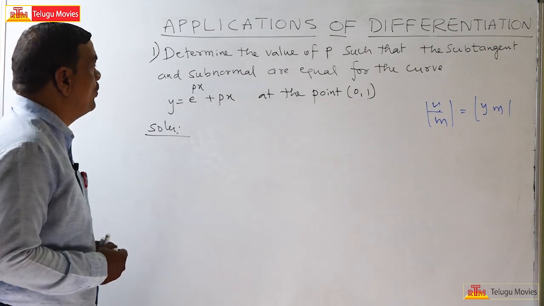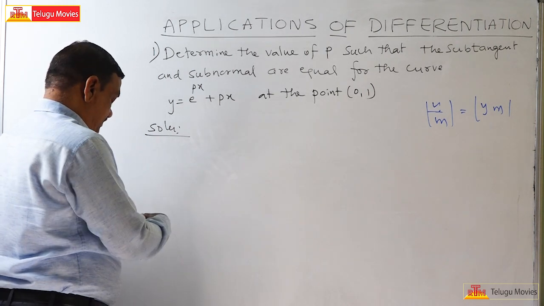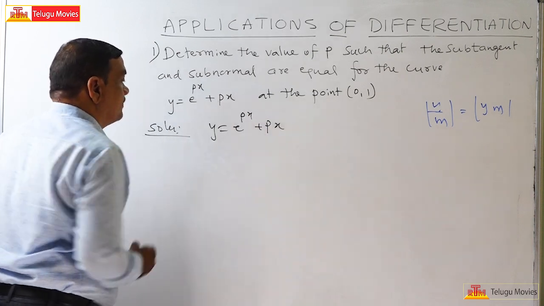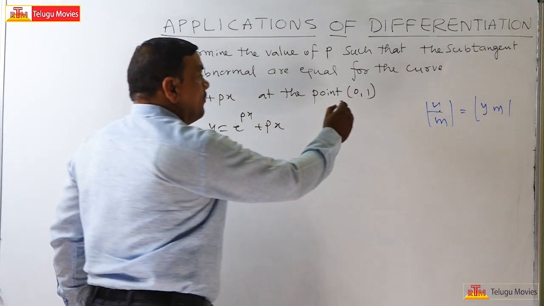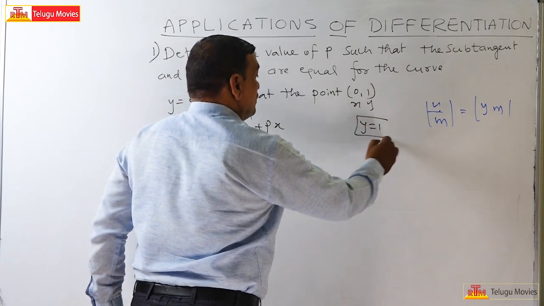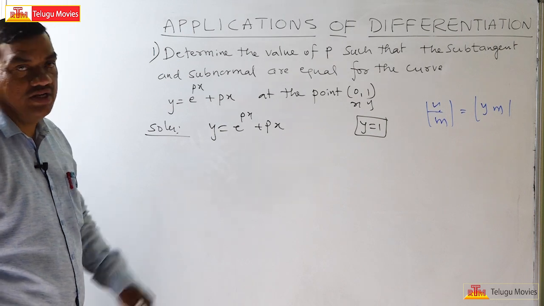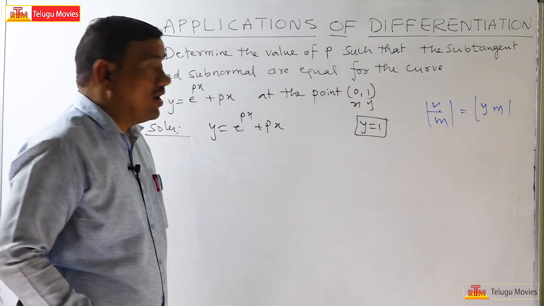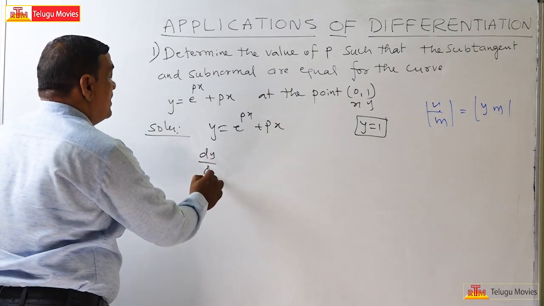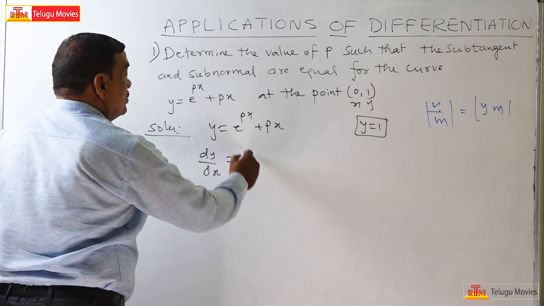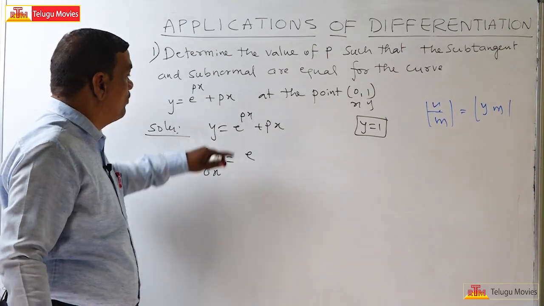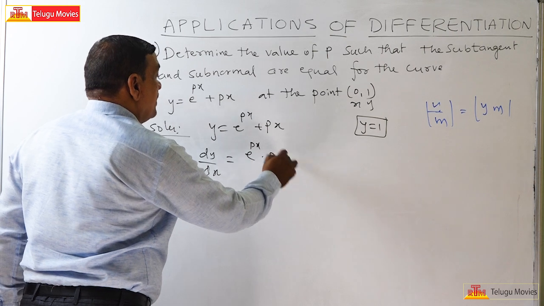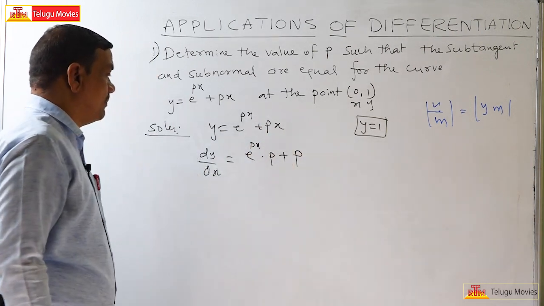Let us see that. Here given that y is equal to e power px plus p x. First to find the x comma y: this is the point (0, 1), therefore y is equal to 1. We have to find m, the slope of the tangent at the point (0, 1). Now what is dy by dx? This is e to the power of px. The derivative of e power px is p times e power px, and the derivative of px is p.